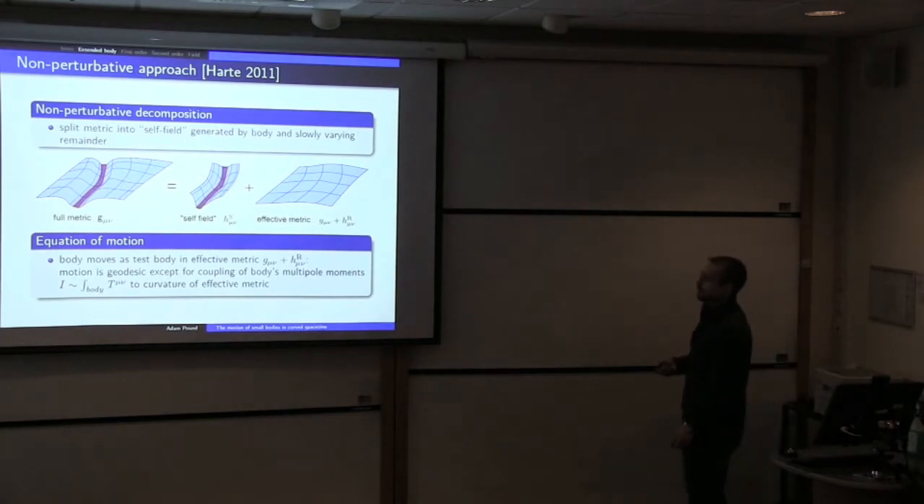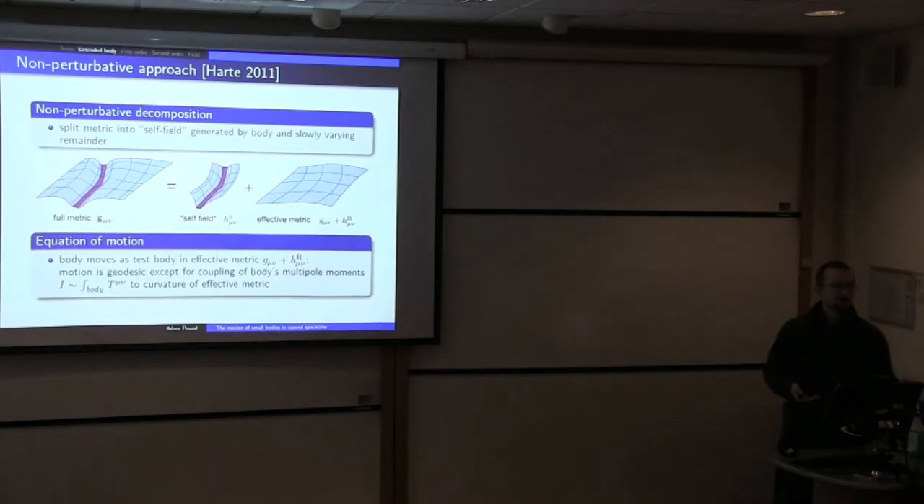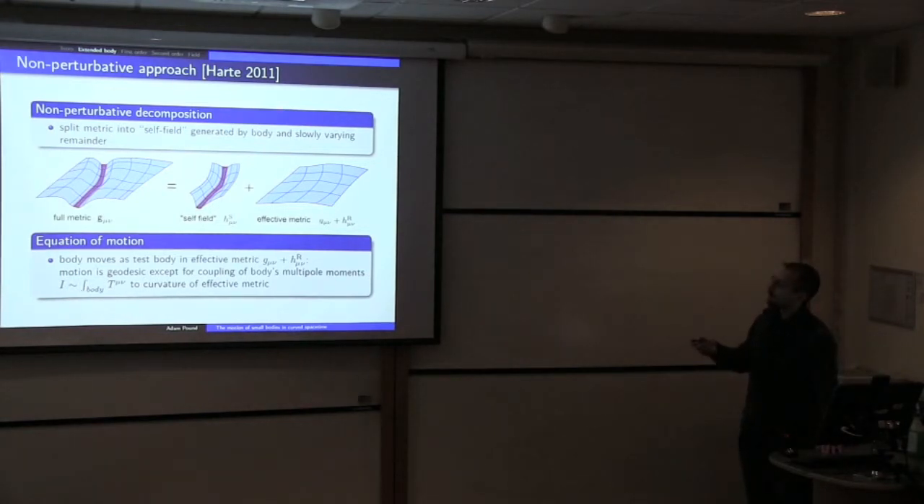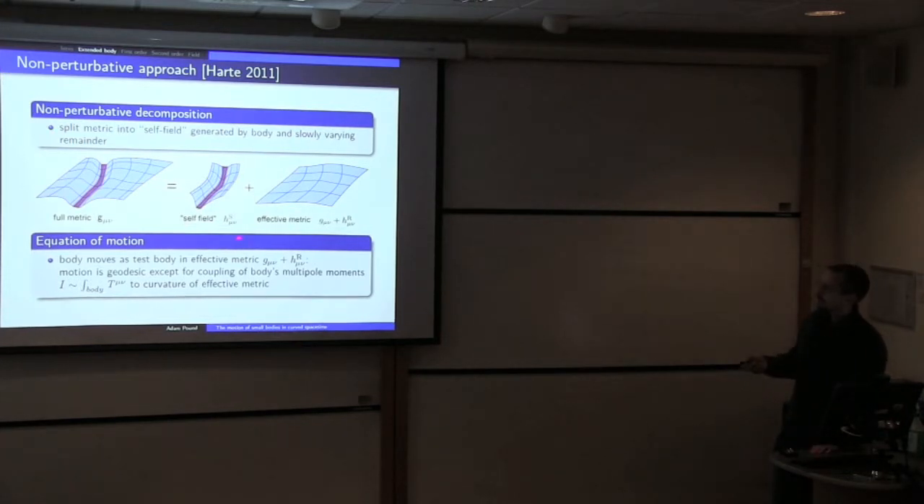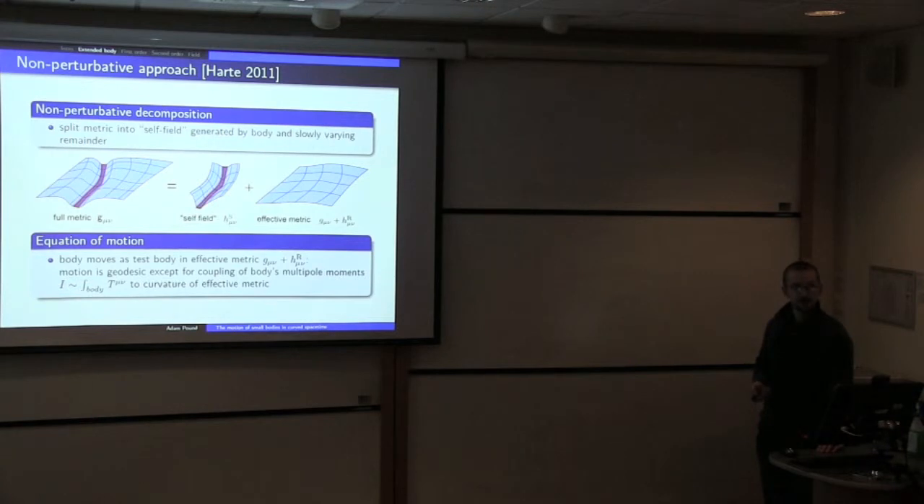Now the first way you might think of approaching this problem is to not make any approximations. Just think of some material body, fully nonlinear Einstein equation, and try to derive equations of motion for that body. So this was pursued by Harte, and he generalized the Detweiler-Whiting results by decomposing the full metric, the solution to the full nonlinear Einstein equations, into two pieces. A self-field, which is a generalization of the Detweiler-Whiting singular field, so it's kind of the bound field that moves along with the object, plus an effective metric. But this effective metric now is completely nonlinear. And he found that a material body moves as a test body in this effective metric. What I mean by a test body is that it's geodesic in the effective metric up to couplings of the body's multipole moments to the curvature of the effective metric. So the multipole moments in this case are defined as some integrals over the stress energy of the material body.